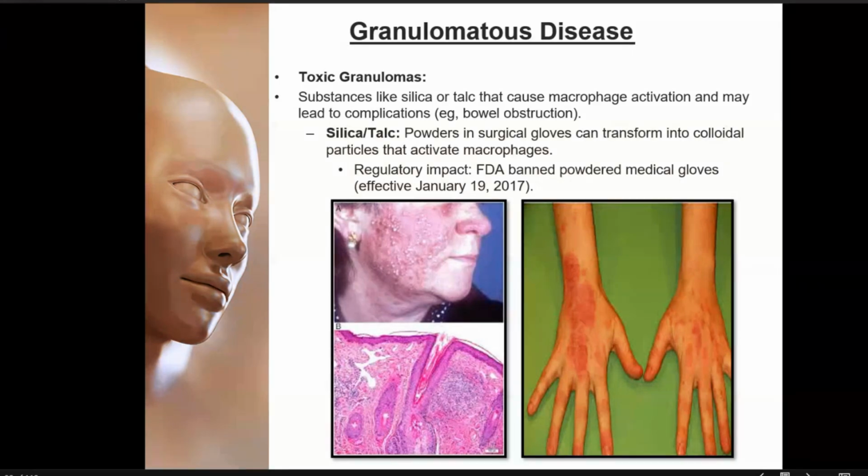Toxic granulomas: substances like silica or talc cause macrophage activation and may lead to complications like bowel obstruction. Silica powder in surgical gloves can transform into colloidal particles that activate macrophages. So this is a known example of granulomatous disease due to surgical gloves, and regulators have now banned powdered medical gloves for this reason.